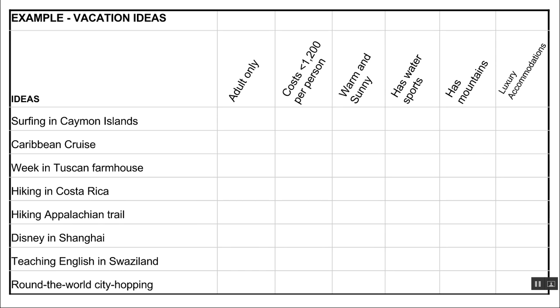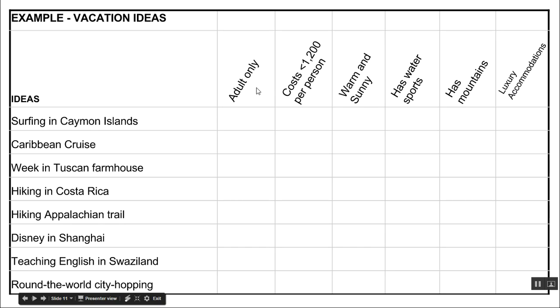And then the criteria I brainstormed are, I'd like an adult-only experience, I'd like it to cost under $1,200 per person, I'd like it to be in a warm and sunny spot, I'd like it to have water sports, I'd love it to have mountains, and I'd like to have luxury accommodations for my next vacation experience.